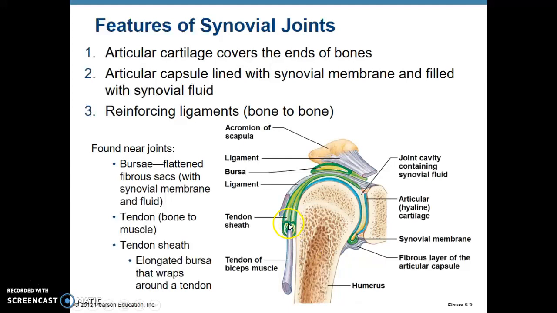And then the tendon sheath is going to wrap around. It's essentially an elongated bursa because there is some fluid. It is a fluid-filled sac. But this is also going to be there to help cushion and support everything in there.